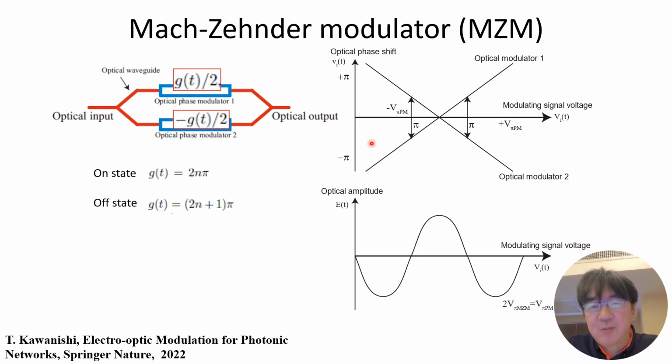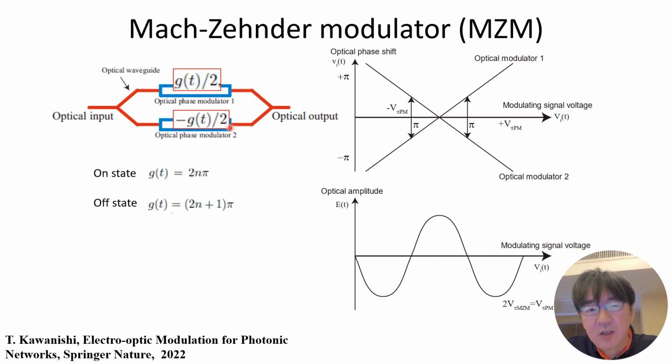Here I would like to explain more on the Mach-Zehnder modulator. As I mentioned, in the optical phase modulator, we can control the optical phase if we change the modulating signal voltage like this. For example, in modulator 1, the optical phase should be proportional to the applied voltage. And here is the optical phase in modulator 2.